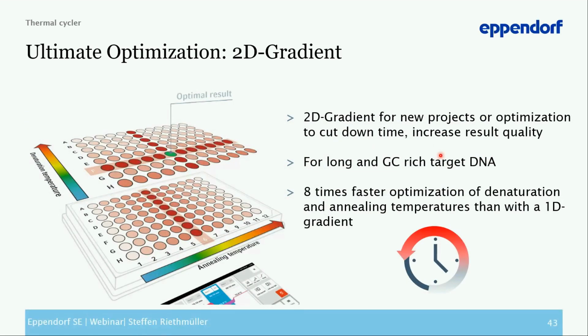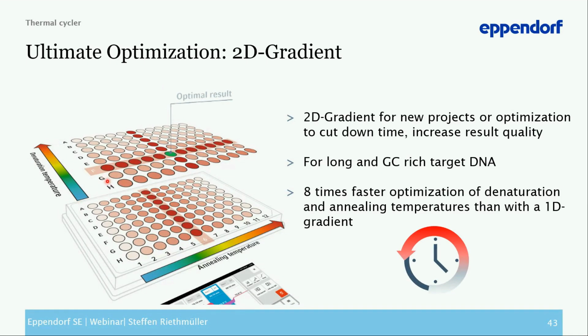In case you have very complex samples, for instance a very long target DNA or a target DNA which is GC rich, then it makes total sense to also optimize the denaturation temperature. The Mastercycler X50 from Eppendorf offers a 2D gradient function. This means that you can test and optimize two different temperatures in one experiment. Here you can test 12 different annealing temperatures within one run, and here you could test 8 different denaturation temperatures.